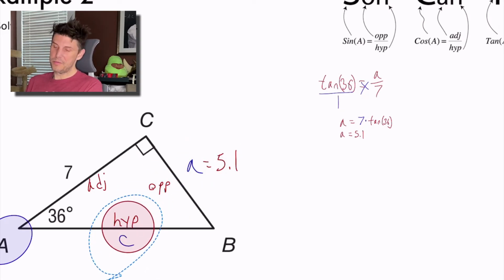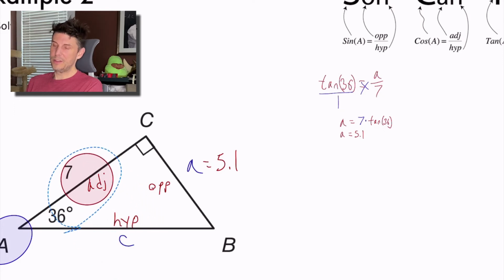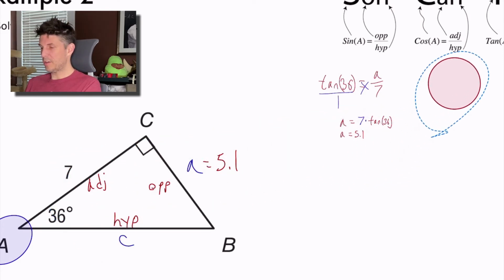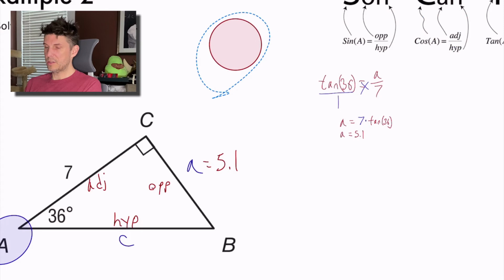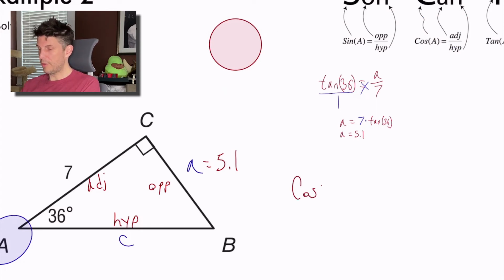So I need to know the hype, don't know the adjacent. So which trig function involves hype and adjacent? So it looks like it's going to be cosine. Okay, so you'd write the relationship down. You know that the cosine of 36 degrees, you also don't need to keep writing that degree symbol out. We know we're in degree mode, so it's kind of a default. I'm writing that for you. Is equal to adjacent 7 divided by the hypotenuse.